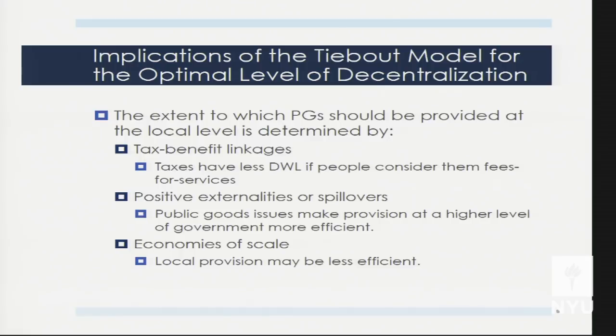So if that linkage is strong, it makes more sense for the local government to provide the public good, because that linkage is more clear at the local level, right? There's a smaller scope redistribution, you see the good up close, and there's a lot of consumer preferences reflected in local goods. So you're likely to have better tax benefit linkage at local government levels.